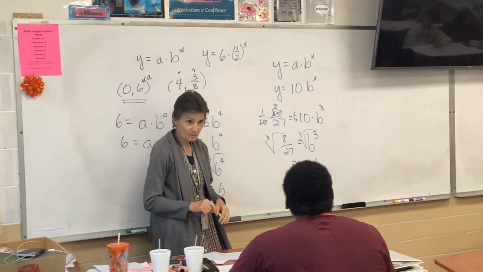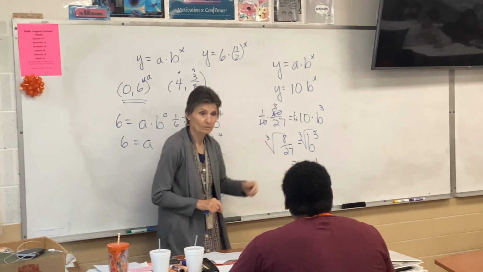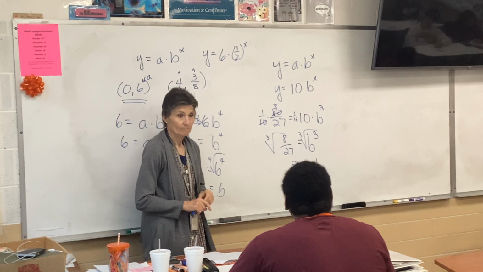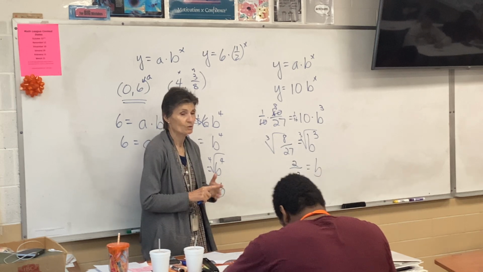3 times 3 times 3 is 27. So the cube root of 27 is 3. Cube root means what times itself 3 times gives you that number.